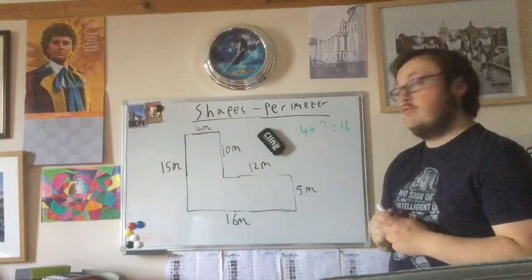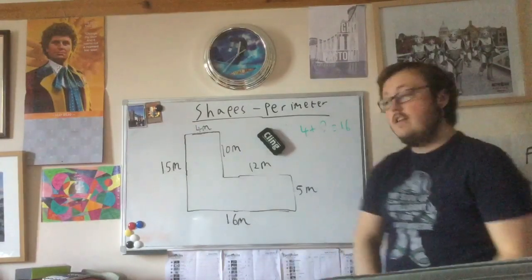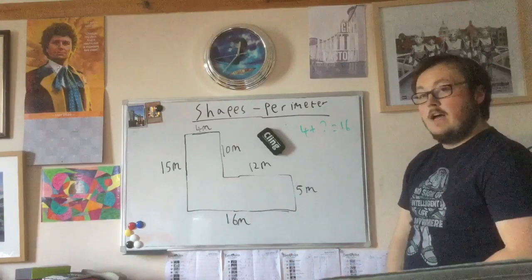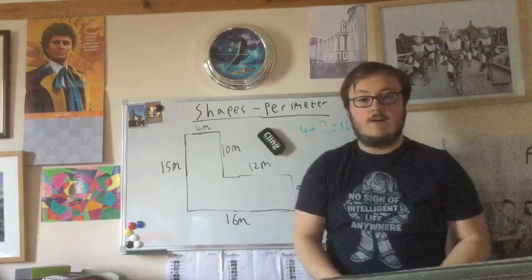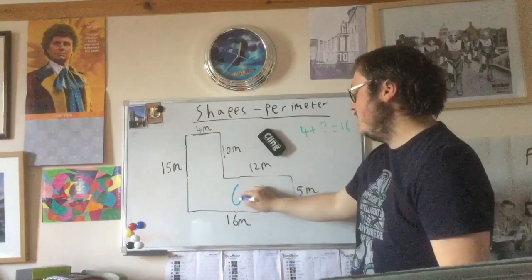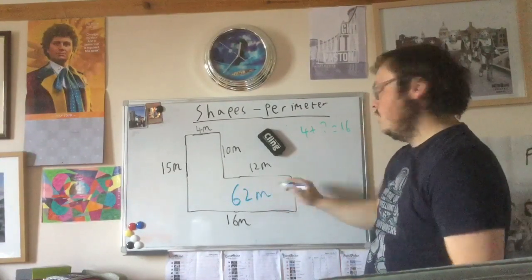And now we can find the perimeter. 4 add 15 is 19. 19 add 16 is 35. 35 add 5 is 40. 40 add 12 is 52. 52 add 10 gets you 62 meters.